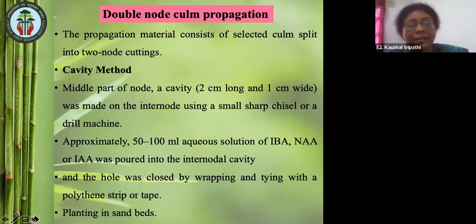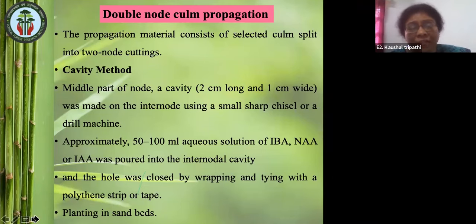And similarly, like single node cutting, we can also use double node cuttings. And then similarly, we can give them the auxin treatment and follow the plantation similar to the single node cutting. And then one other method is the cavity method. Sometimes when we are using double nodal cutting or even 3 nodal cuttings, we can go for the cavity method.